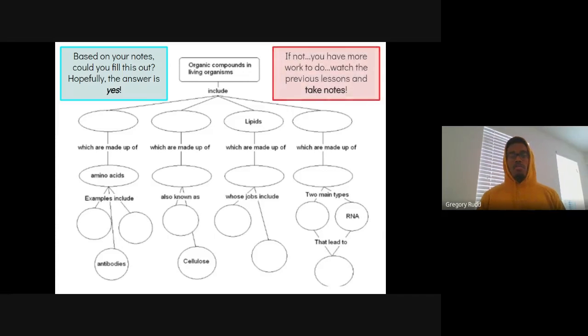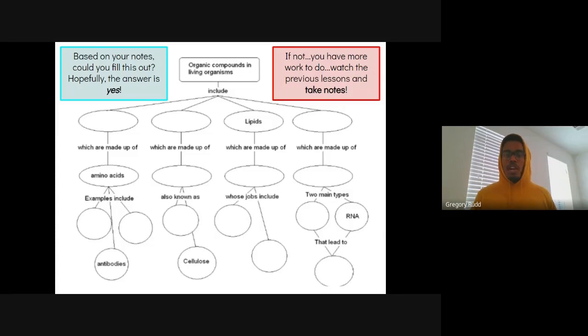But if the answer is no, then that doesn't mean you should be discouraged. It doesn't mean that you are a bad person or a bad student. It just means that you have a little bit more work to do. And one of the ways that you can get that information is by watching some of the previous lessons, and also by dedicating and committing yourself to taking efficient and effective notes going forward.